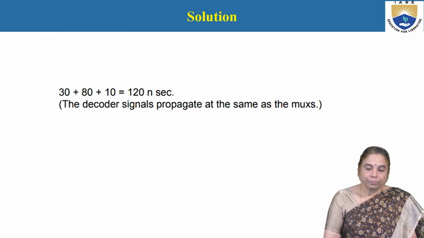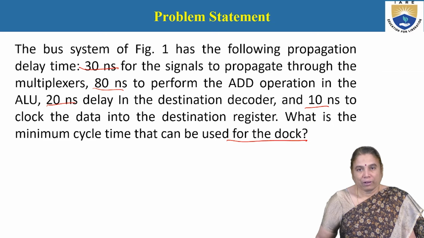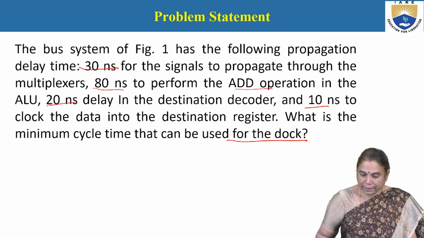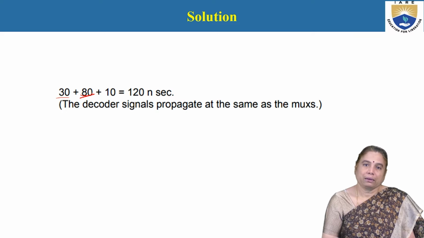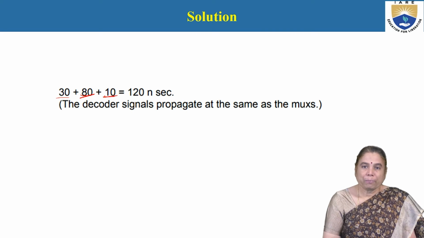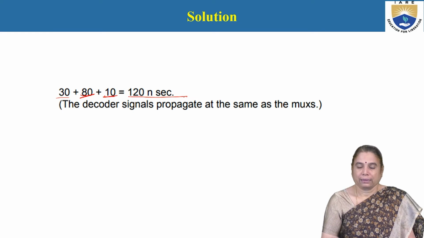The propagation delay time in the multiplexers is 30 nanoseconds, and to perform the actual ALU add operation, 80 nanoseconds. These operations are accomplished with the clock signal, which should be 10 nanoseconds. So the minimum cycle time required without storing the result is 30 plus 80 plus 10, 120 nanoseconds.